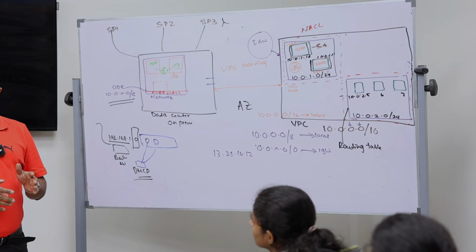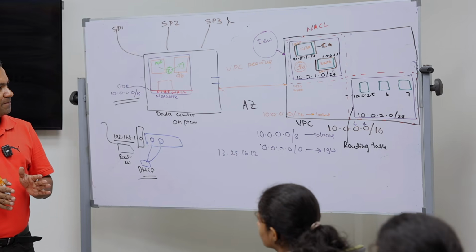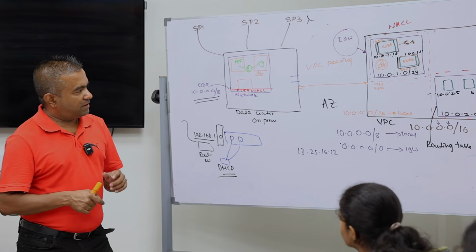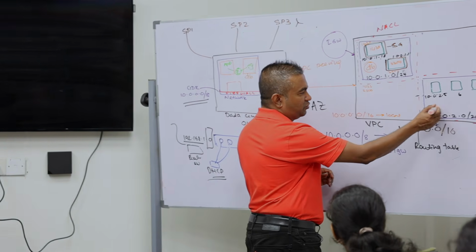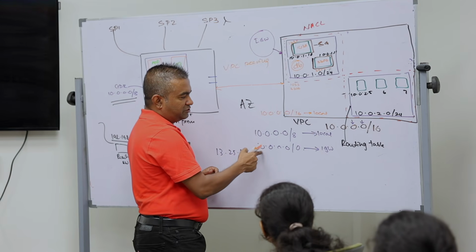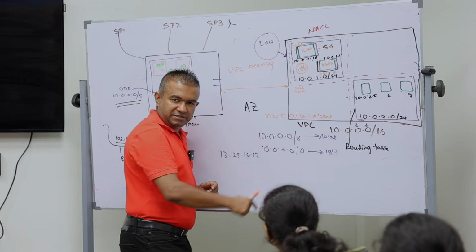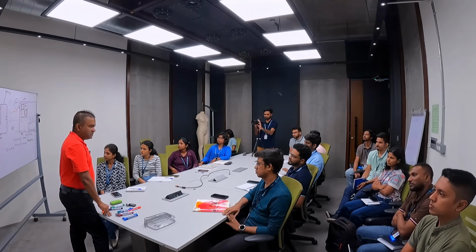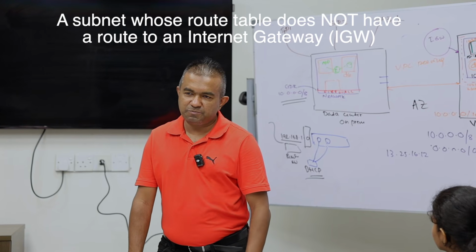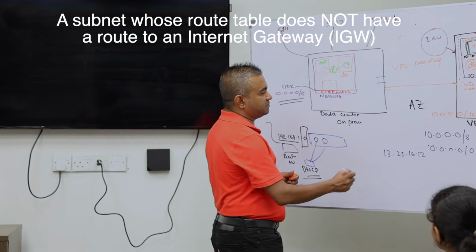Now we need to do something like this. So I told if we want to go to the internet, you need to define 0.0.0.0 to the internet gateway. If this routing table doesn't have it, then they don't have internet. When you don't have internet, we call it a private subnet. Okay? Private subnet means we cannot reach it from outside. Especially there is some other thing called DMZ.